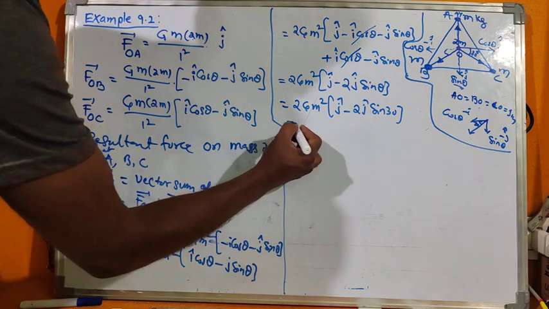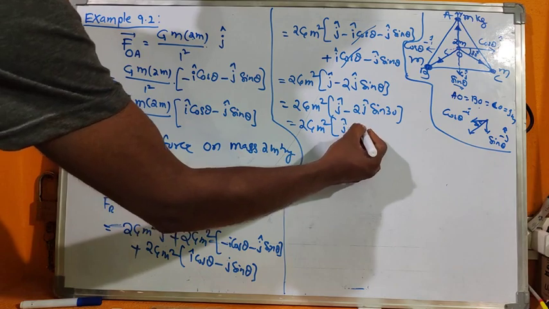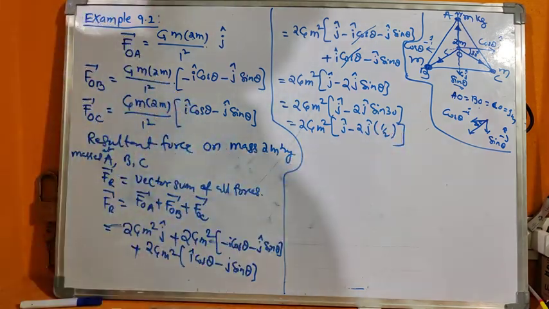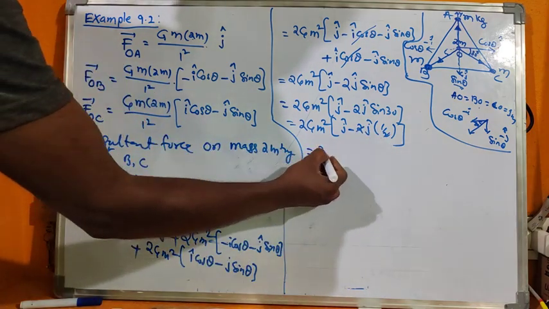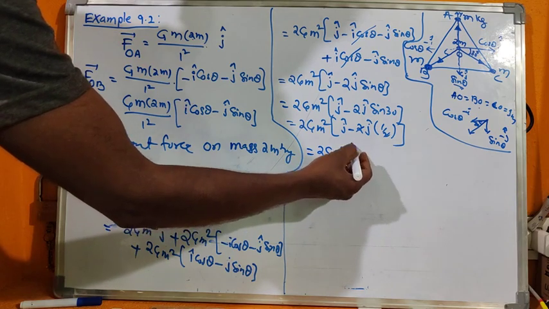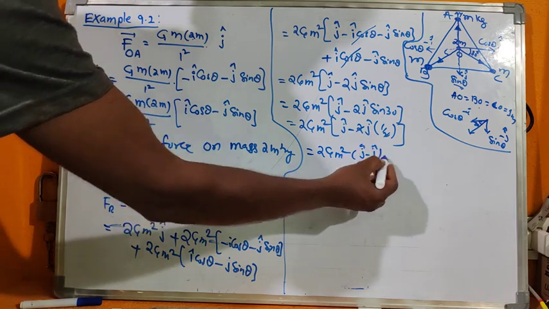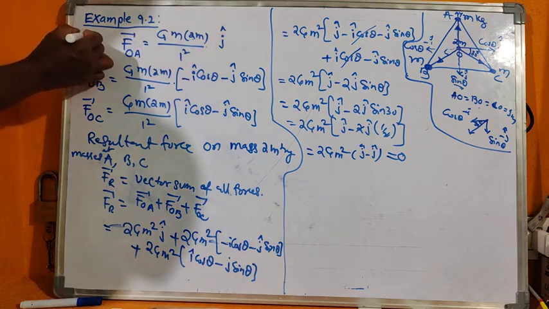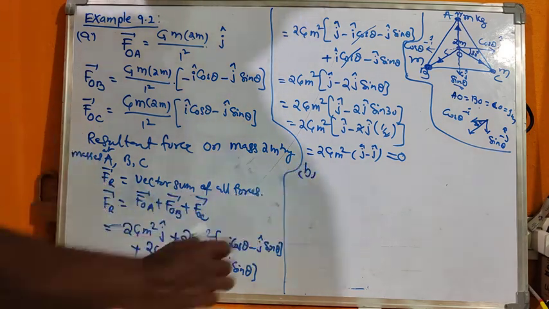Then it is equal to 2G m square, this is j cap minus 2j cap sine 30, and sine 30 is 1 by 2. So the 2 and 1 by 2 cancel, that is 2G m square times j cap minus j cap, which is equal to 0. This is the first question, that is A. And B is also given.